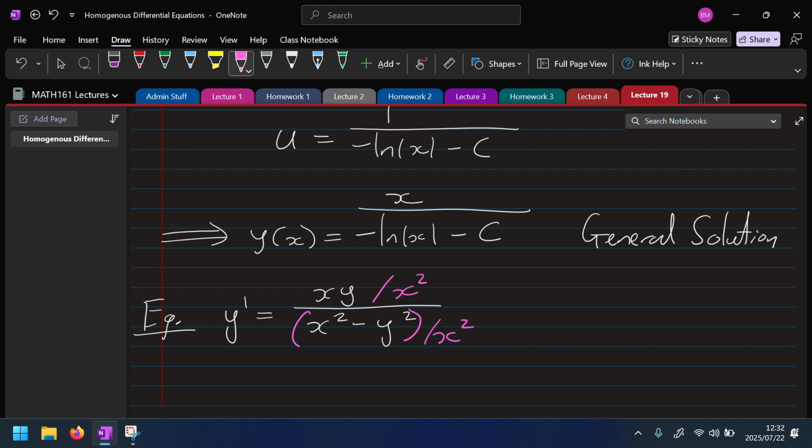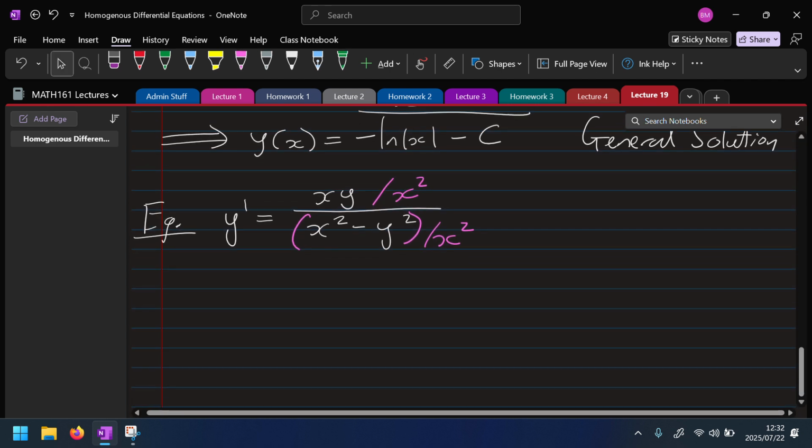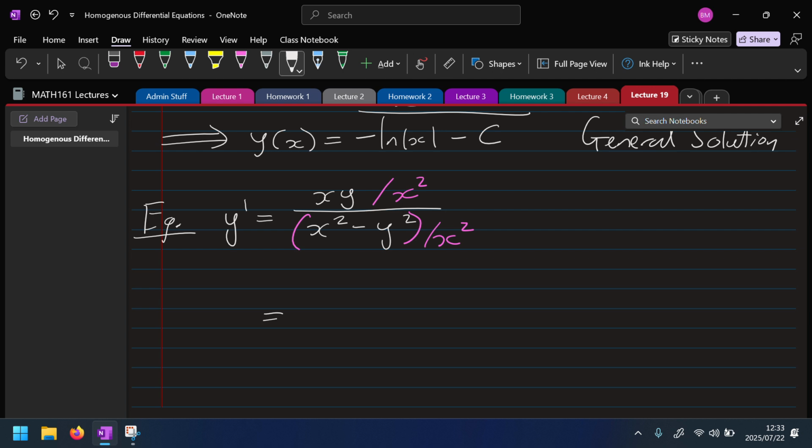Okay, so dividing top and the bottom, what do we get? Okay, so we're going to have some fraction at the top and some fractions at the bottom. So in the top, we're going to have x times y over x squared. Okay, so we'll simplify that later. And then in the bottom, we have both of those divided by x squared.